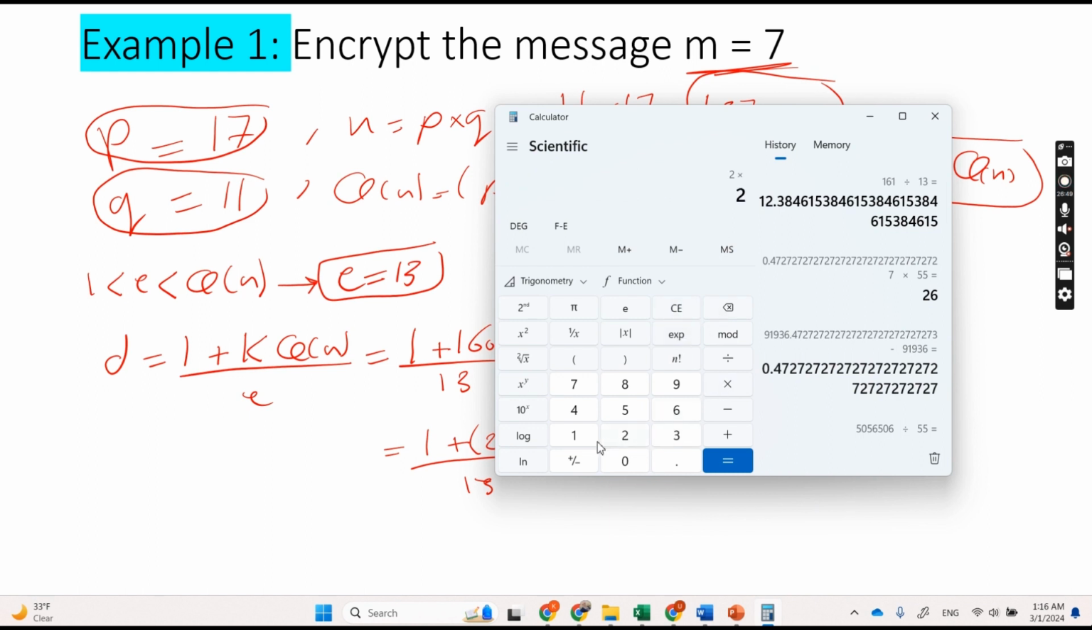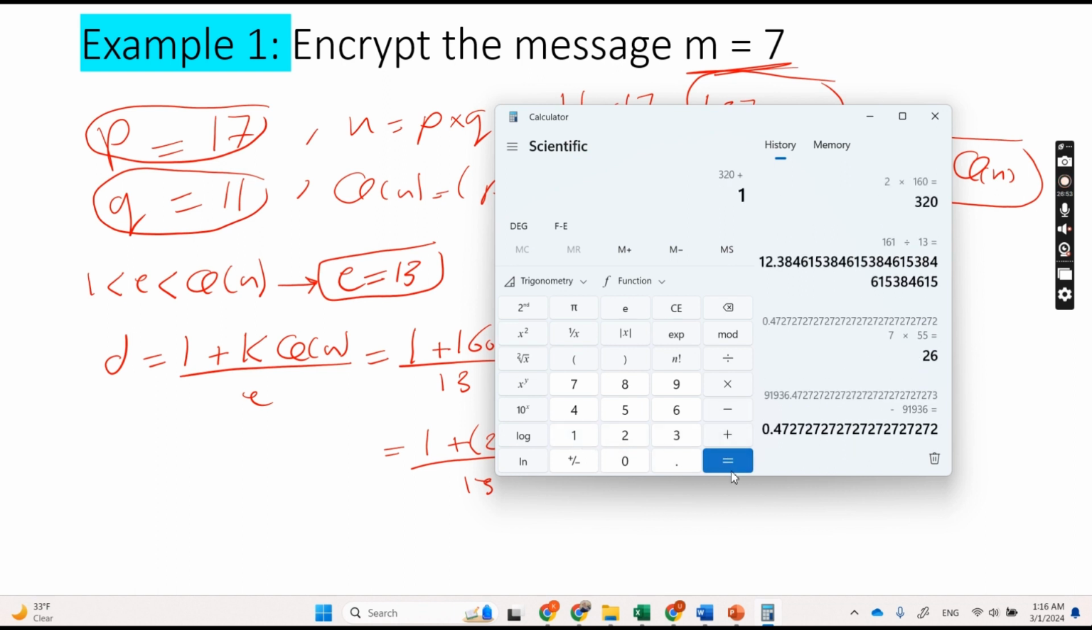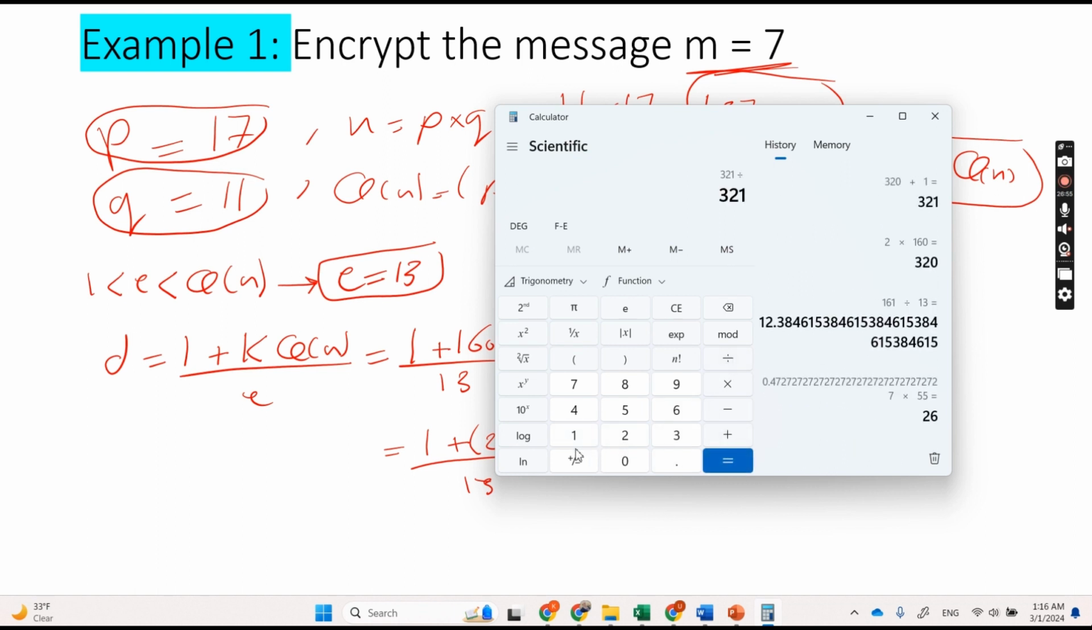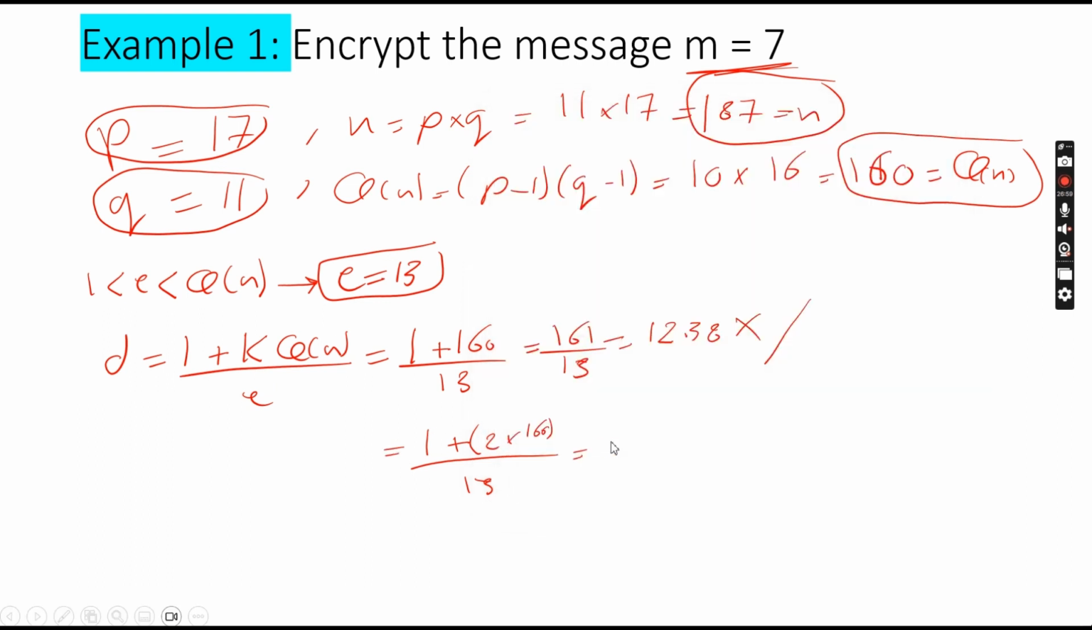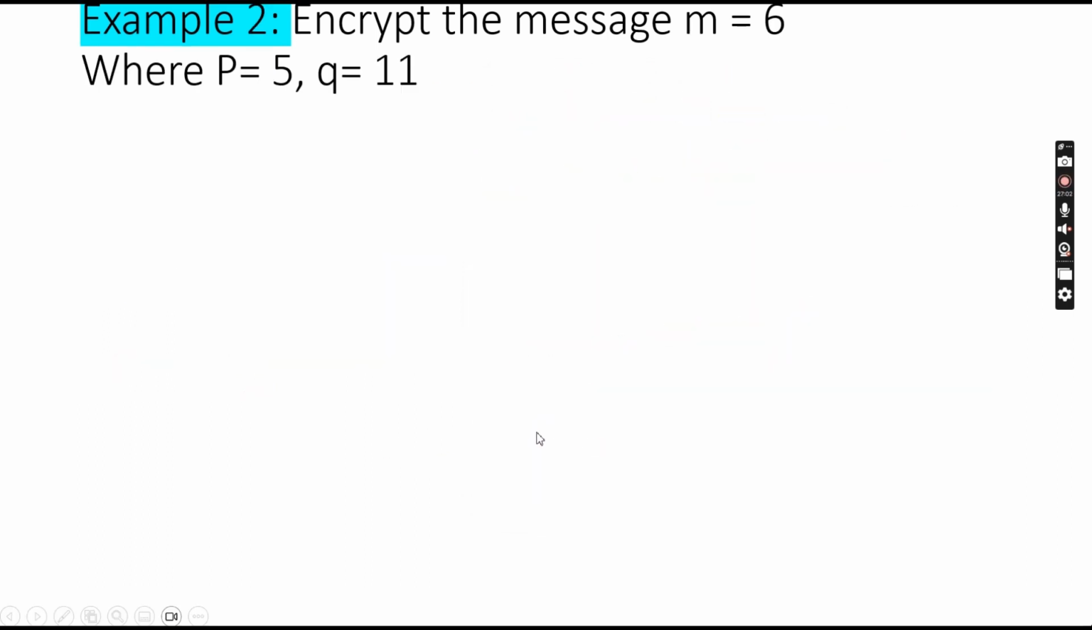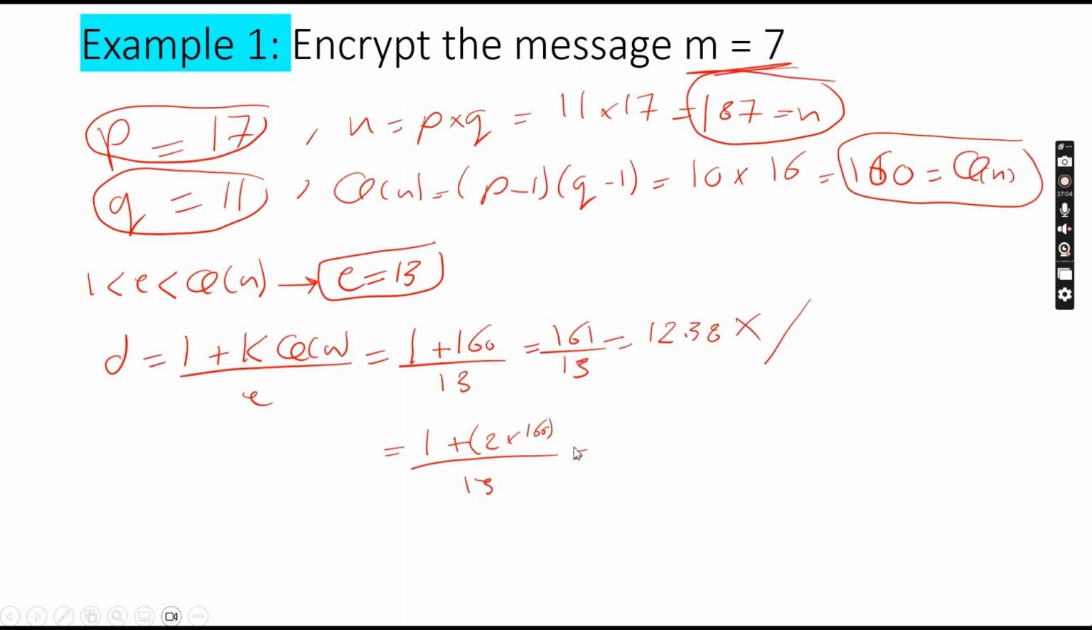So 2 multiplied by 160, plus 1, over 13, 24.69, which is wrong. So what if K equals 3?